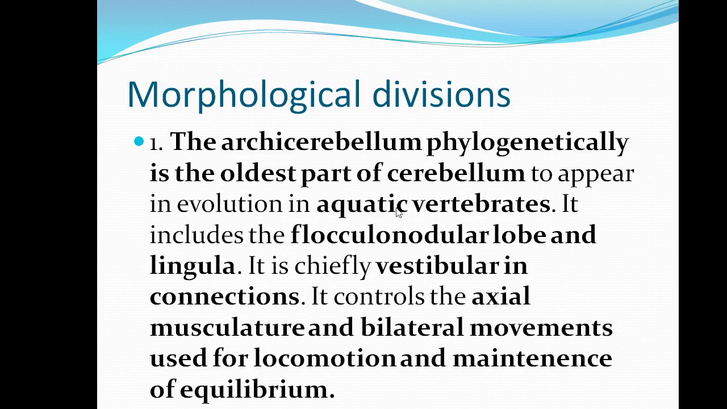Morphological subdivisions. There are three morphological subdivisions as per the development. The archicerebellum is phylogenetically the oldest part of the cerebellum to appear in evolution in aquatic vertebrates. It includes the flocculonodular lobe and lingula. It is chiefly vestibular in connections. It controls the axial musculature and bilateral movements used for locomotion and maintenance of equilibrium.